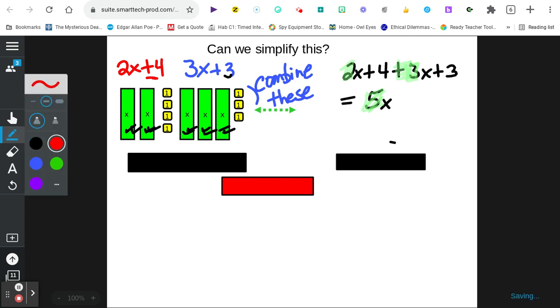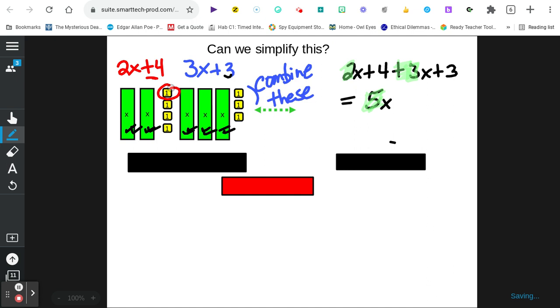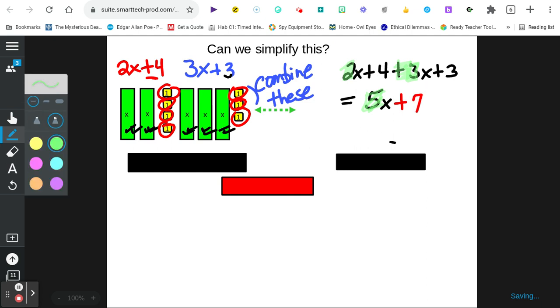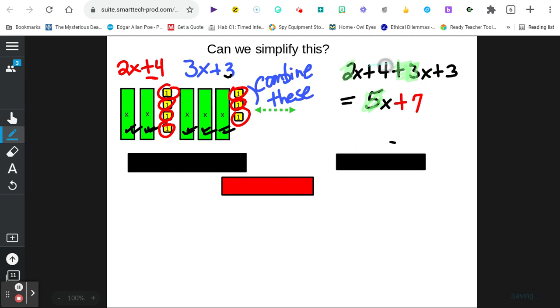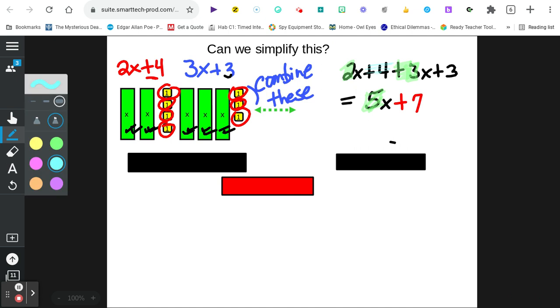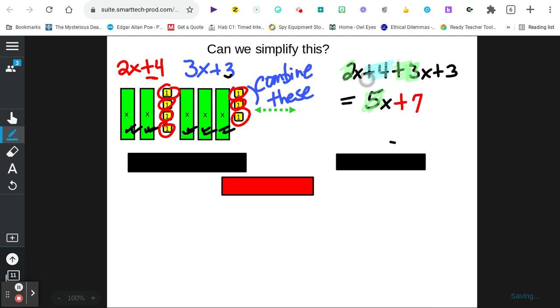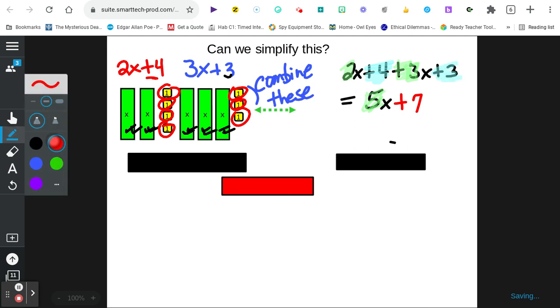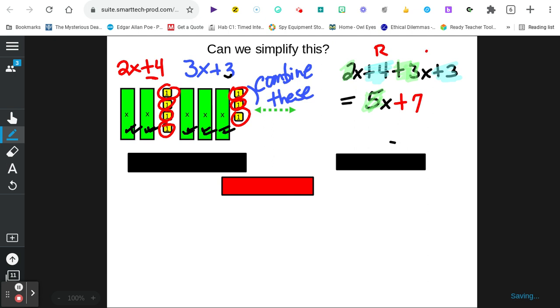And then as far as the constants are concerned, those are the ones. 1, 2, 3, 4, 5, 6, 7. So I have 5x's plus 7, or you can simply look at the constants. The constants here, plus 4 and plus 3. Both of them go to the right for the constants. So we know 4 plus 3 is 7.